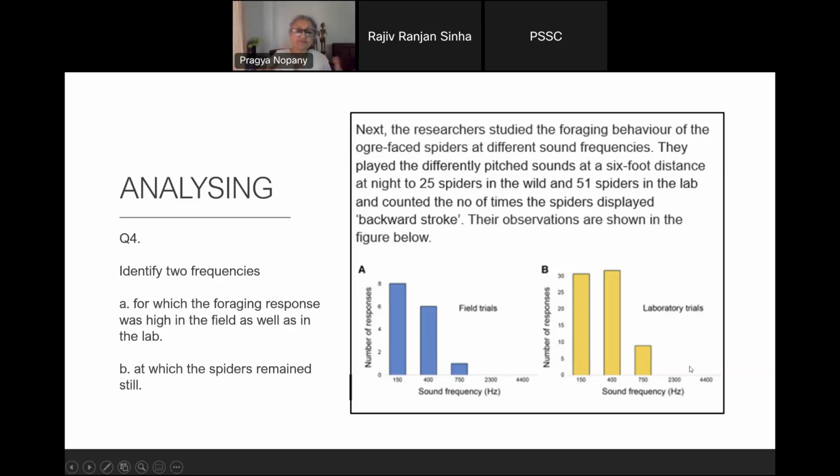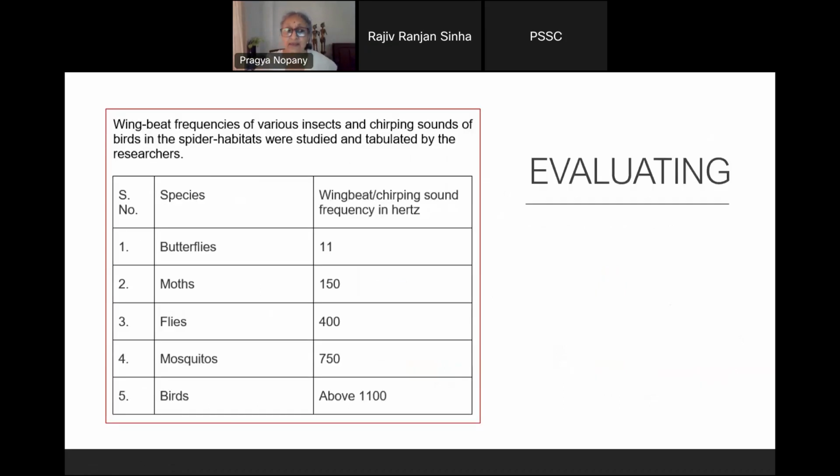So now we have made the children analyze. We have given them absolutely no new information. They are analyzing that information and from there they are inferring, right? So this is critical thinking. Now we have to think about why there was no backward strike at those 2 frequencies, and why there was a very high strike at the other frequencies.